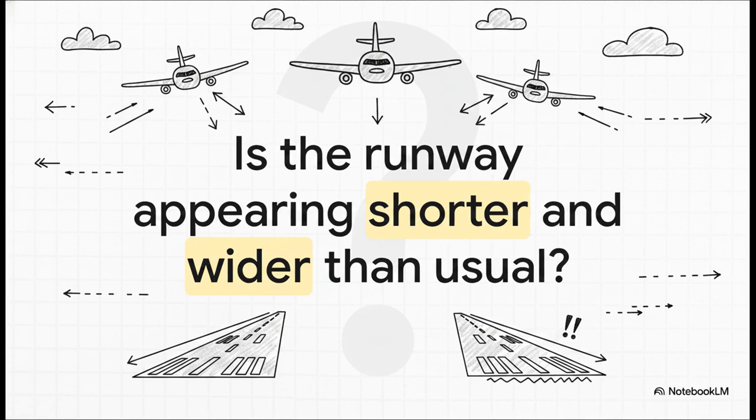Look at the runway out the windshield. Is it appearing shorter and wider than usual? If your answer is yes, we have a problem. That specific visual perspective means the airplane is way too low. You're what we call being dragged in. You immediately need to add power and adjust your pitch to get back up onto the proper, safe glide path.